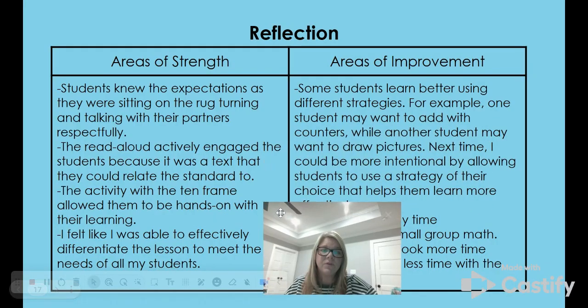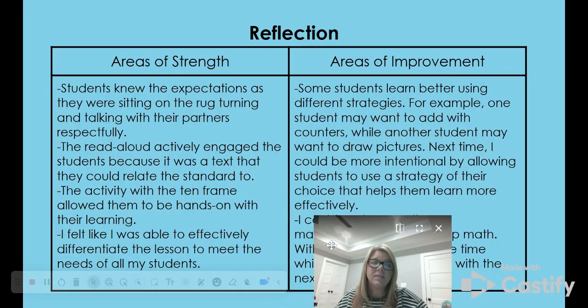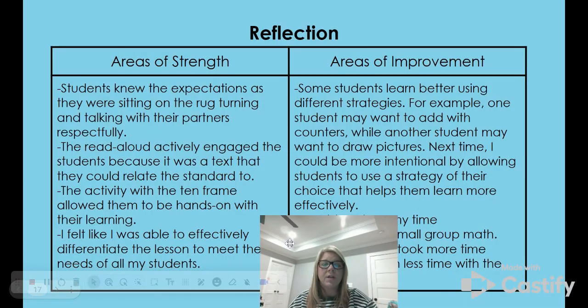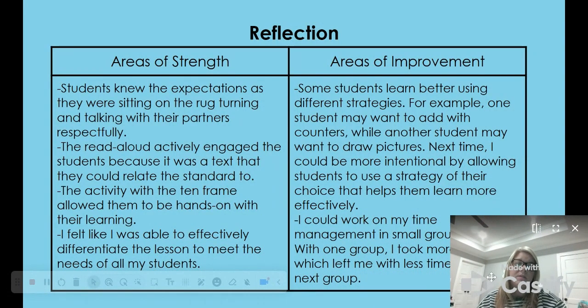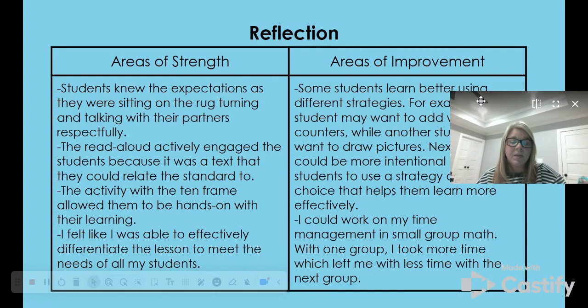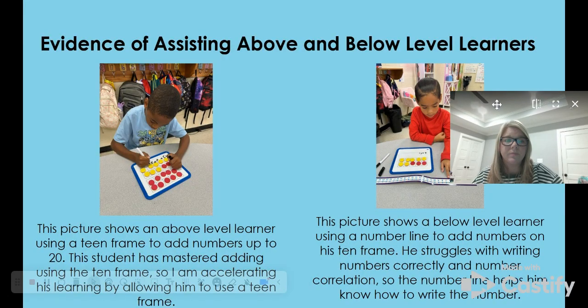Some areas of improvement for the lesson: some students learn better using different strategies. For example, one student may want to add with counters while another student may want to draw pictures. Next time I could be more intentional by allowing students to use a strategy of their choice that helps them learn more effectively. I could also work on my time management in a small group math setting. With one group, I took more time, which left me less time with my other group.